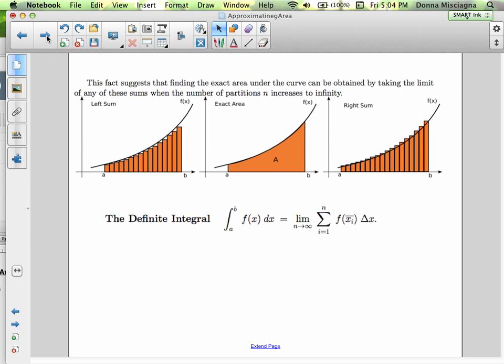And now we're waiting for the big finish. Here we go. This fact suggests that finding the exact area under the curve can be obtained by taking the limit of any of these sums when the number of partitions n increases to infinity. And that gives us the definite integral. So we have the left Riemann sum on the left-hand side, the right Riemann sum on the right-hand side, and the exact area in the middle.